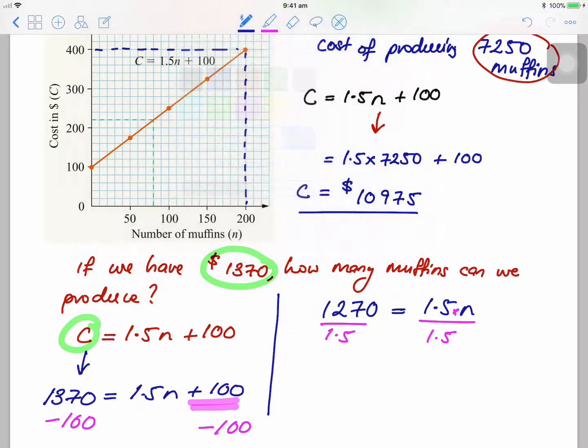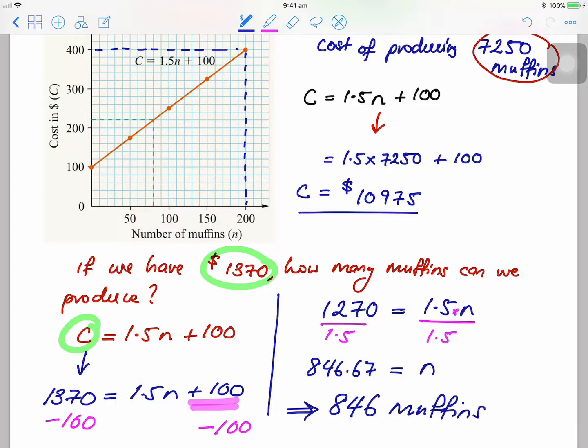And that answer comes to be 1270 divided by 1.5, which is 846.67 rounded, equals n. Now, in a real life scenario, that means that you can only produce 846 muffins because your money or your budget does not allow you to produce 847.